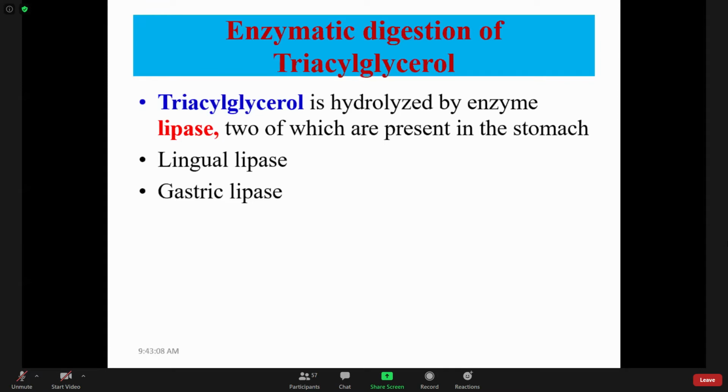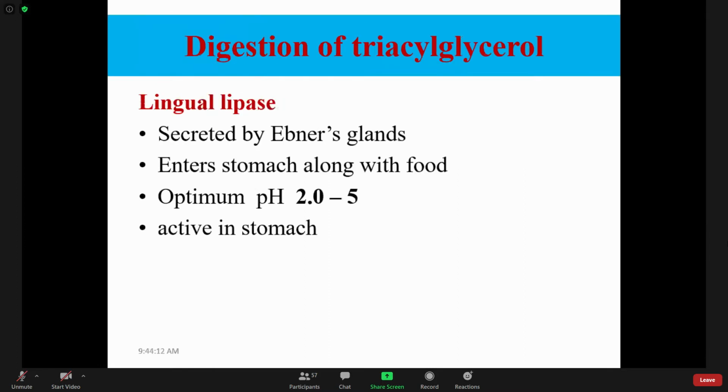Among them, two lipases are present in the stomach: one is lingual lipase and the other is gastric lipase. Lingual lipase is secreted by glands on the dorsal part of our tongue. Though it is synthesized in the mouth, along with the food it enters the stomach. The optimum pH for lingual lipase is around 2 to 5, an acidic pH, so though it is synthesized in the mouth, it is active in the stomach.